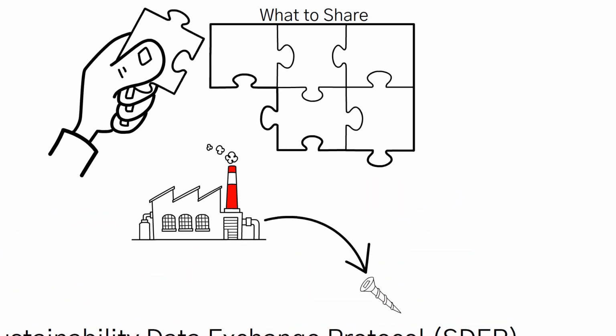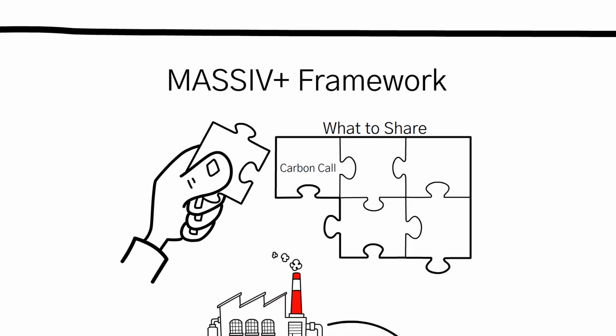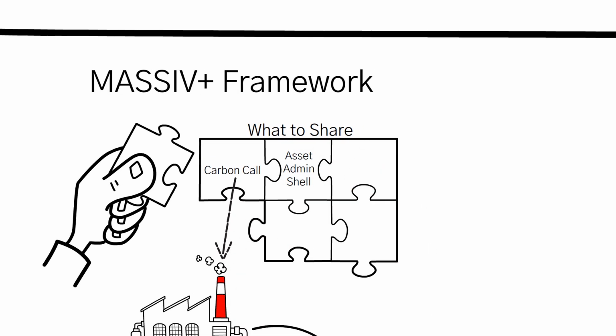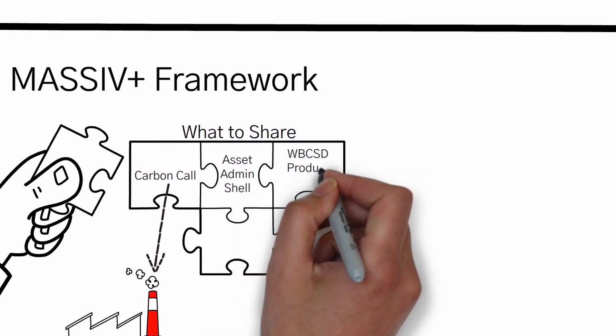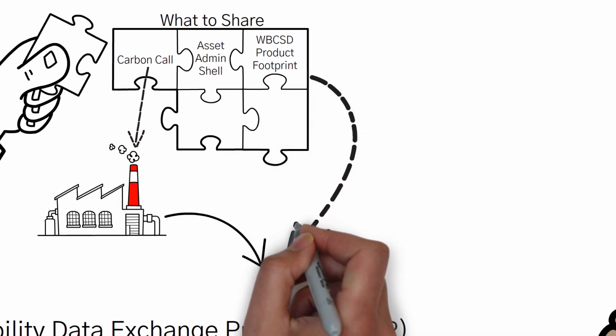It does this by building on existing standards in development, Carbon Call for organizational-level metadata, Asset Admin Shell for supply chain features that would support initiatives like Digital Product Passport and the WBCSD Product Footprint.